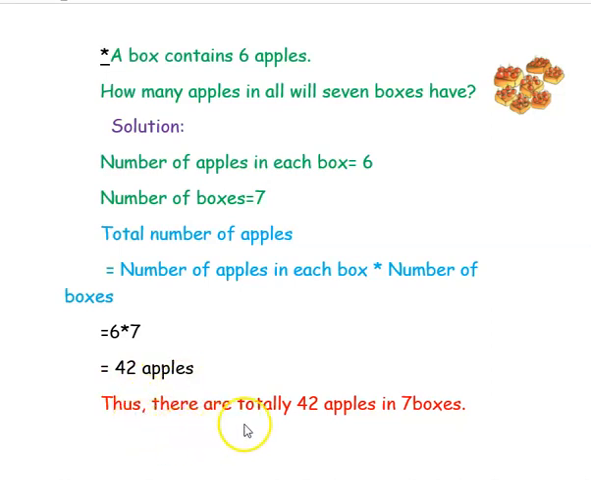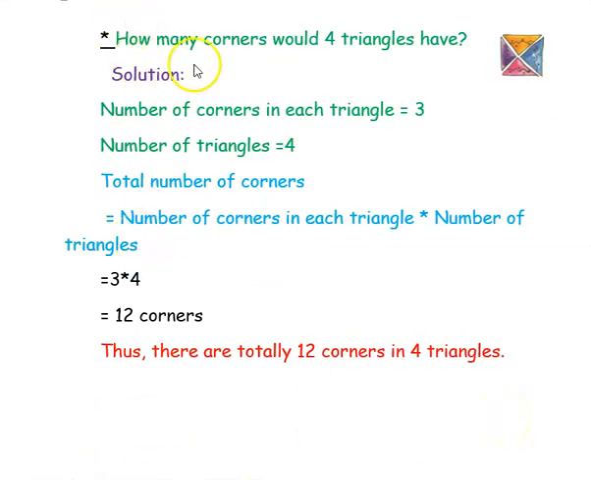So thus there are totally 42 apples in 7 boxes. Next example is how many corners would 4 triangles have? So there are 4 triangles. So we know that it is a triangle. So each triangle will have 3 corners. So tri means 3. So 3 corners.